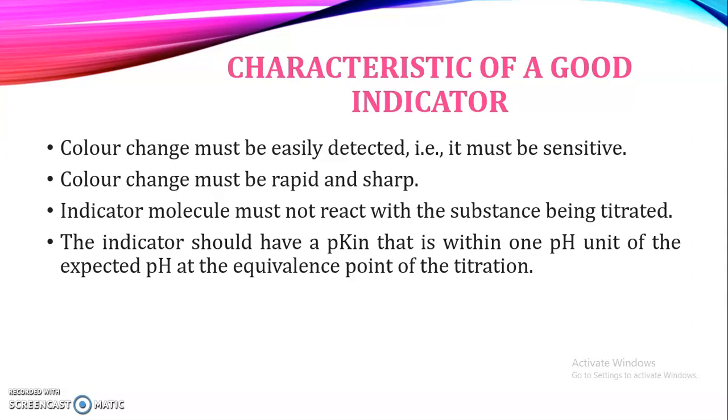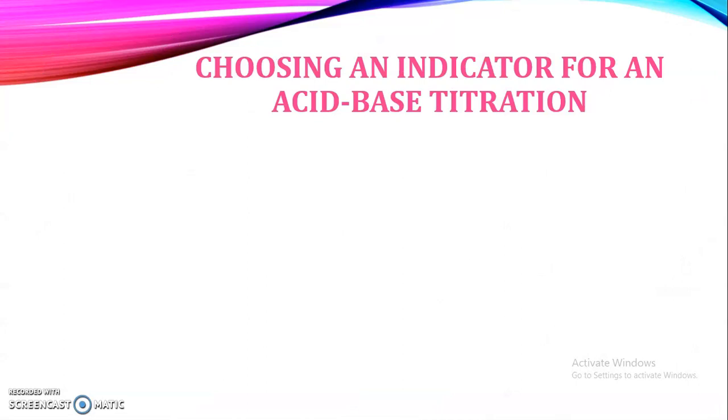This means there is always a certain pH related to the equivalence point. In some cases, like the titration of a strong acid and a strong base, the pH at the equivalence point is about 7. So the indicator to be used should have a dissociation constant in the range of 1 pH unit, either 6 to 8, because the equivalence point has a pH of 7. So these are the various characteristics of a good indicator.